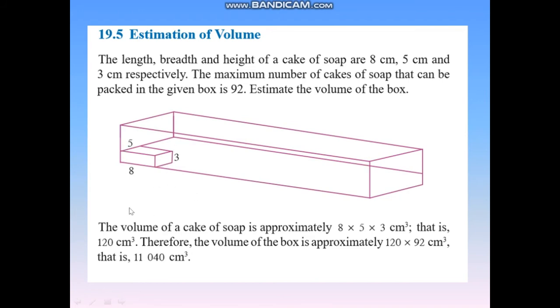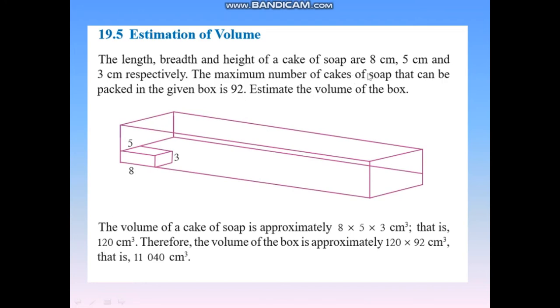To do this, as they have told, we must find the volume of a given cake of soap. Cake of soap means just a soap bar. We must find the volume of this soap bar. What is the volume? Length into breadth into height. Length is 8 centimeters, breadth is 5 centimeters, height is 3 centimeters. When we multiply all these three, we get the answer as 120 cubic centimeters.